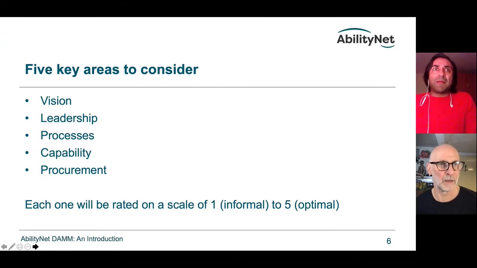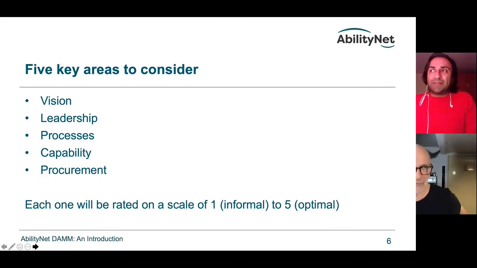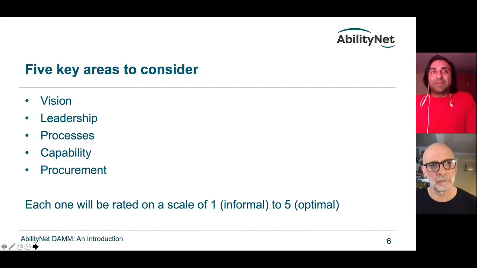Cool. So we've created 5 areas for you to look at, what we call our dimensions: vision, leadership, processes, capability, and procurement. We're going to talk through those very briefly. There's loads of detail in the download about how you decide where you are, what you're doing in that area. And for each of them, you're trying to log yourself on a scale of 1 to 5.